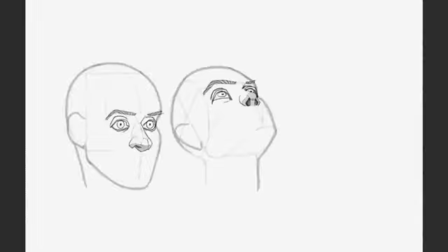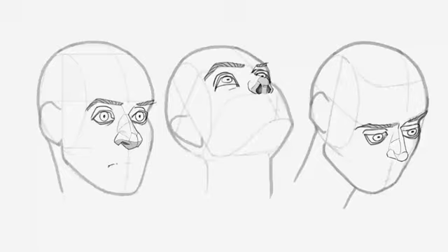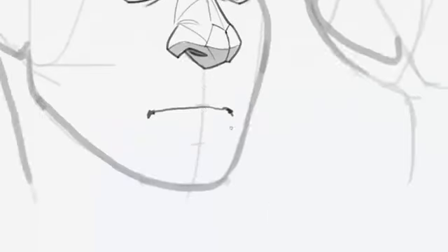Let's try the mouth in some other perspectives. Always start with the main line, because it is what the rest of the construction is based on. The main line follows the curve of the head. If the head tilts upward, the main line becomes an upward curve. If the head tilts downward, the curve of the main line also points downward.